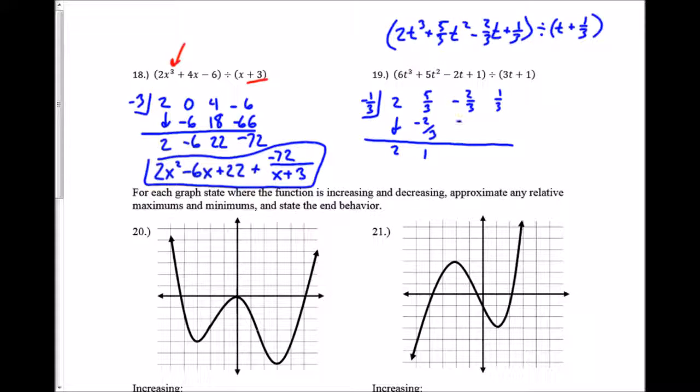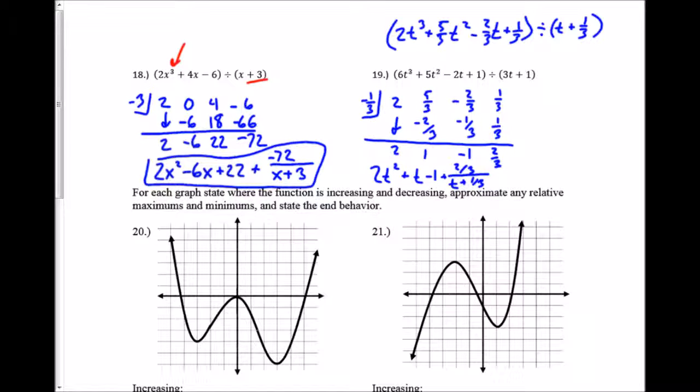I multiply, that's a -1 third. I add straight down, that's a -3 thirds, which is a -1. I multiply, that's a positive 1/3. I add straight down, which is a 2 thirds. And so now what this translates into is a 2t squared plus t minus 1 with a remainder of 2 thirds over the thing I was dividing by, which is a t plus 1/3.